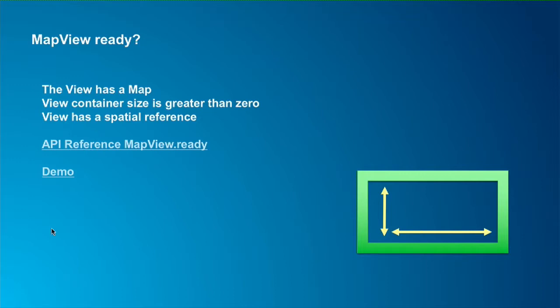And most importantly, and this used to be a big issue a couple years ago, we want to make sure that that map container size is greater than 0, right? Because if you go to load your feature layer and a map and the div is height 0 and width 0, what's going to happen? Nothing's going to show up. We also want to make sure that the view has a spatial reference.